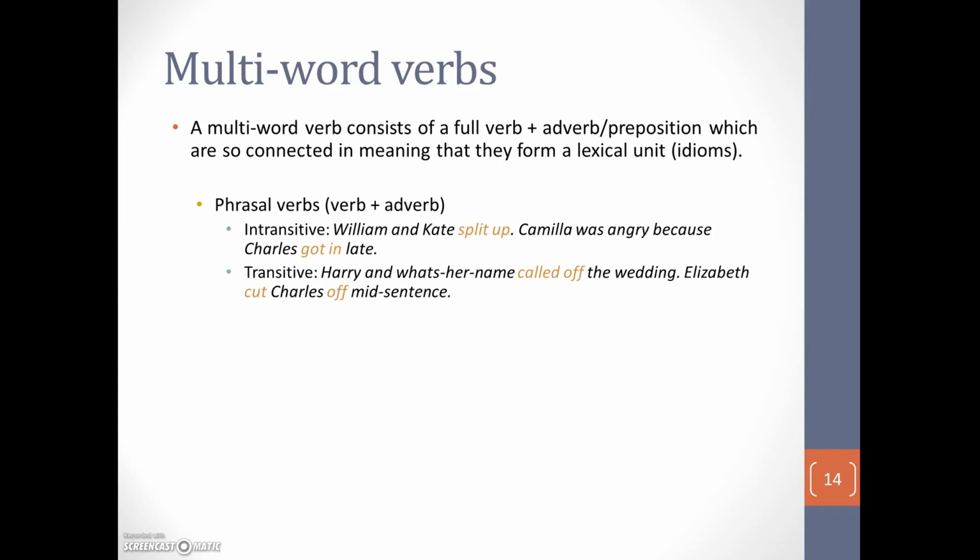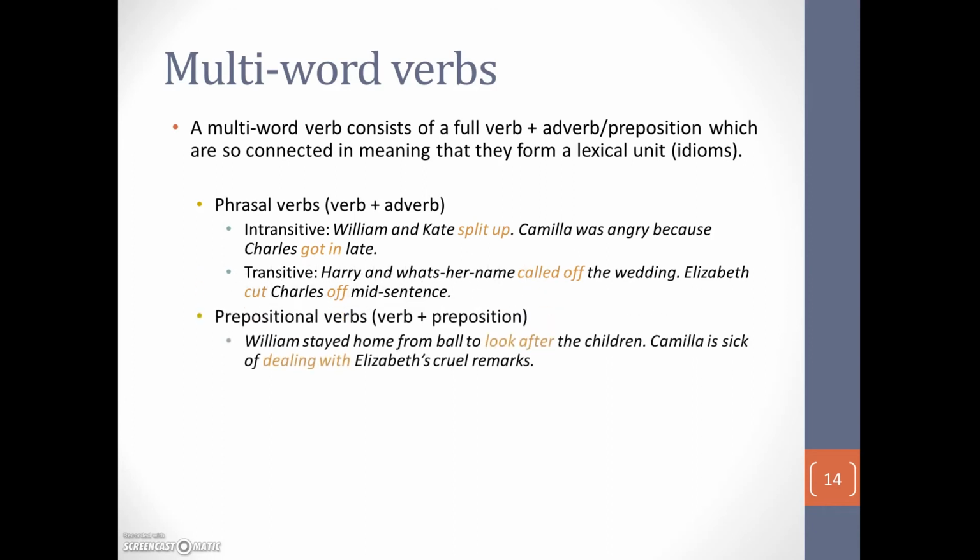So William and Kate split up. Camilla was angry because Charles got in late. So to get in, meaning coming home, that's also a phrasal verb. So these were intransitive. We also have transitive constructions. So Harry and what's her name called off the wedding. So to call off, again, that's a phrasal verb, and we can see it consists of a verb plus the adverb off.